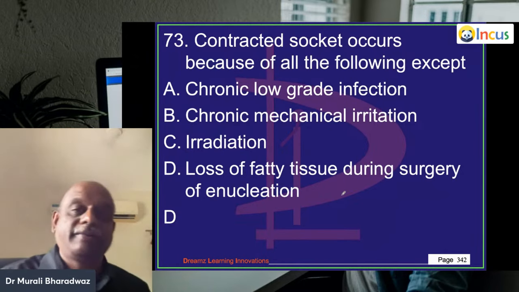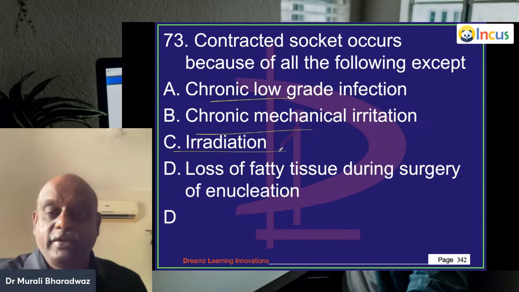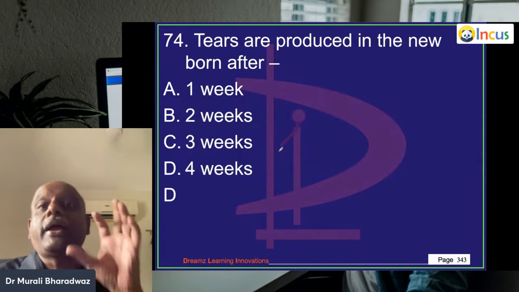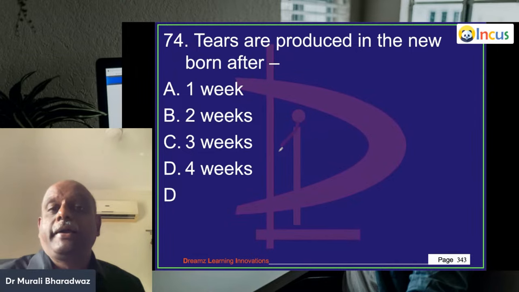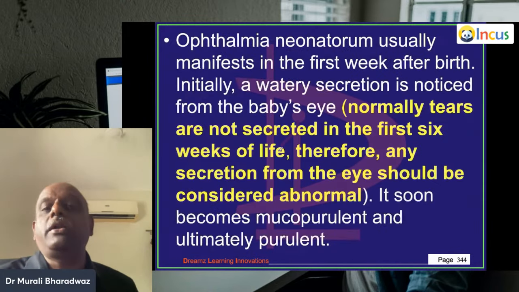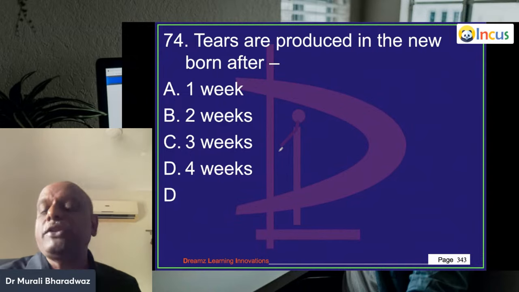Contracted socket: chronic low-grade infection, chronic mechanical irritation, irradiation, all of them lead to a contracted orbital socket. Tears are produced in the newborn after 4 weeks. So for the first 4 weeks, the baby is crying without tears.